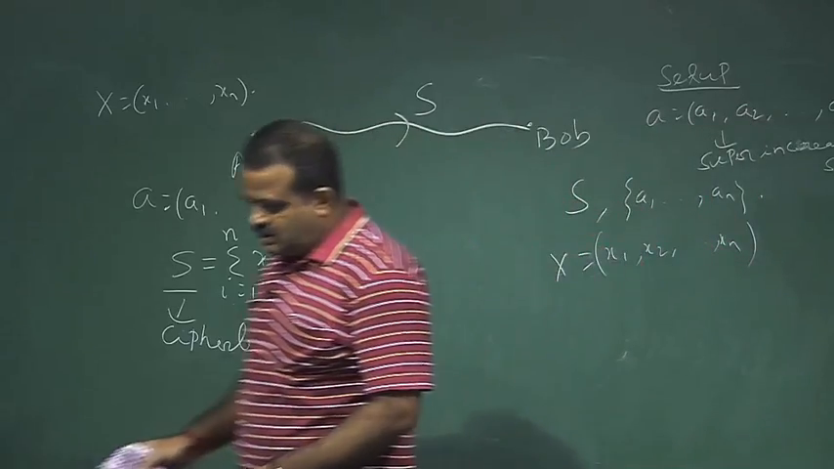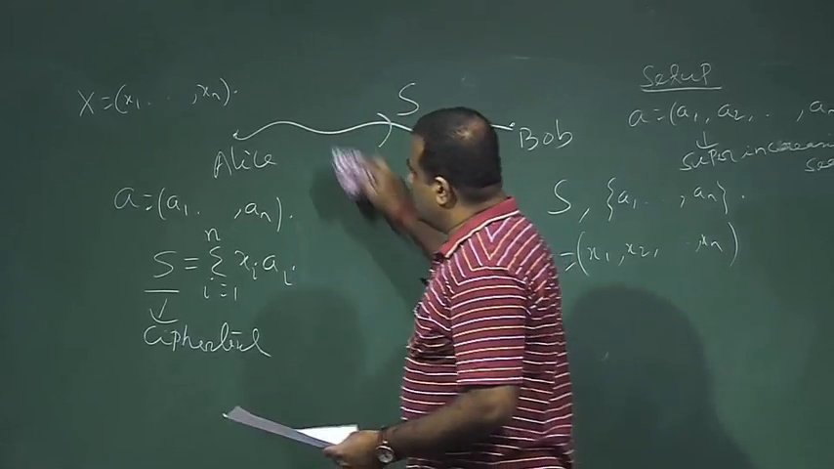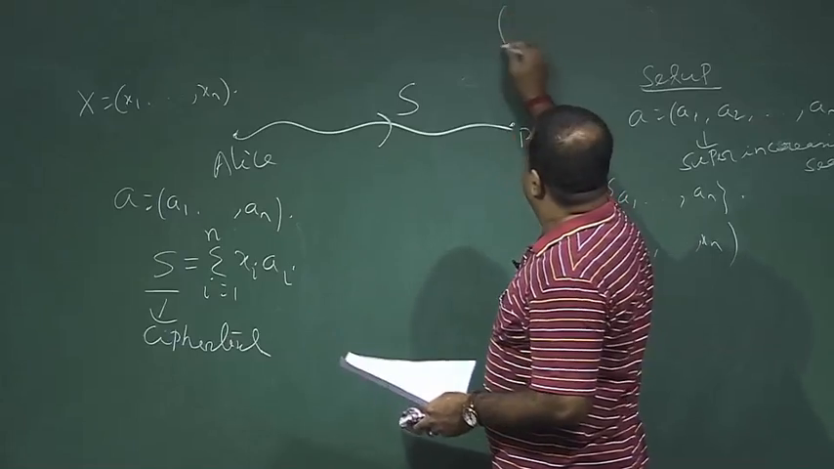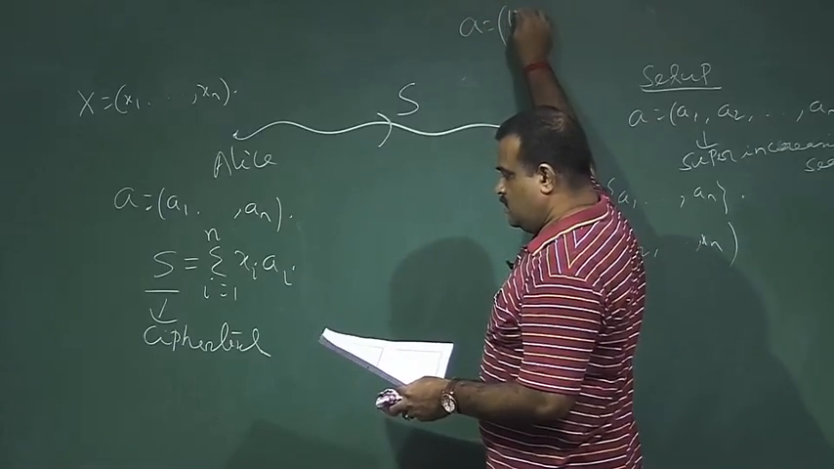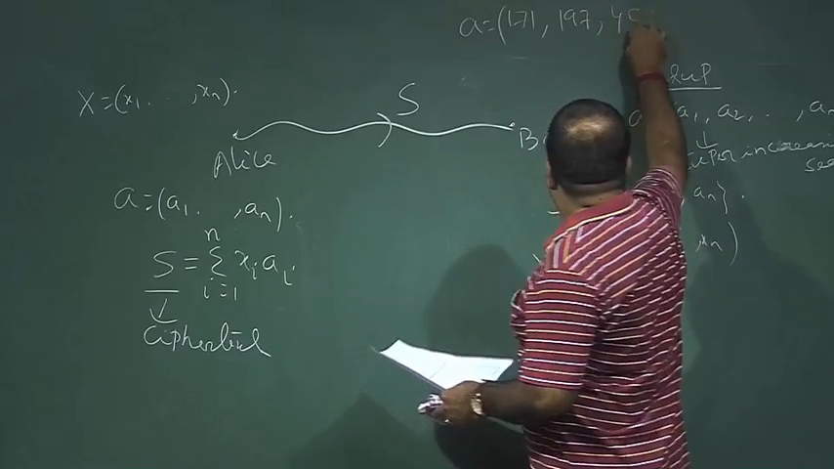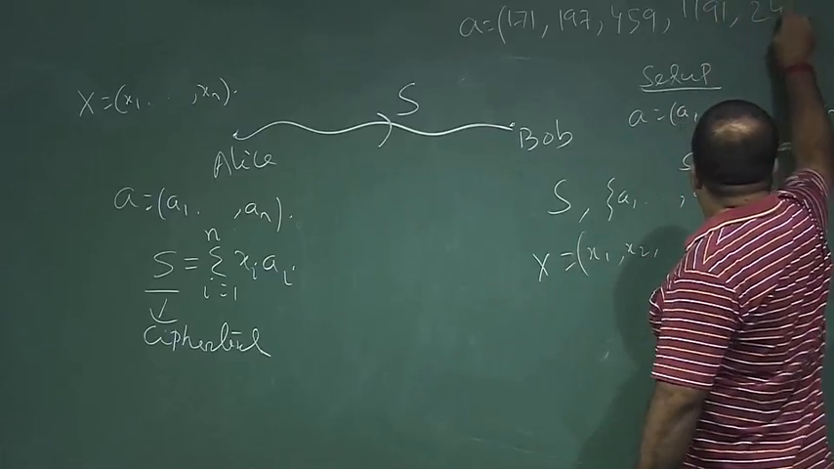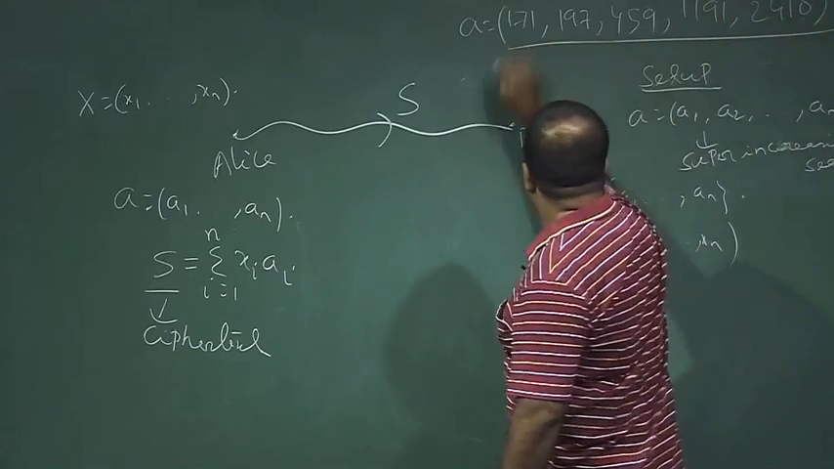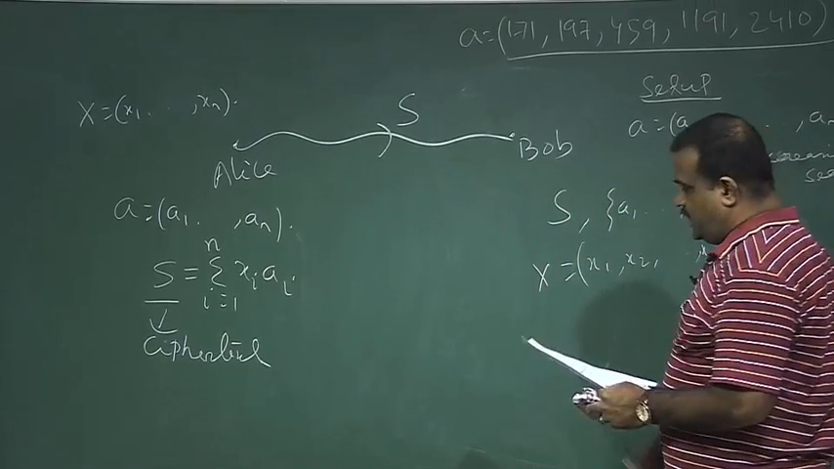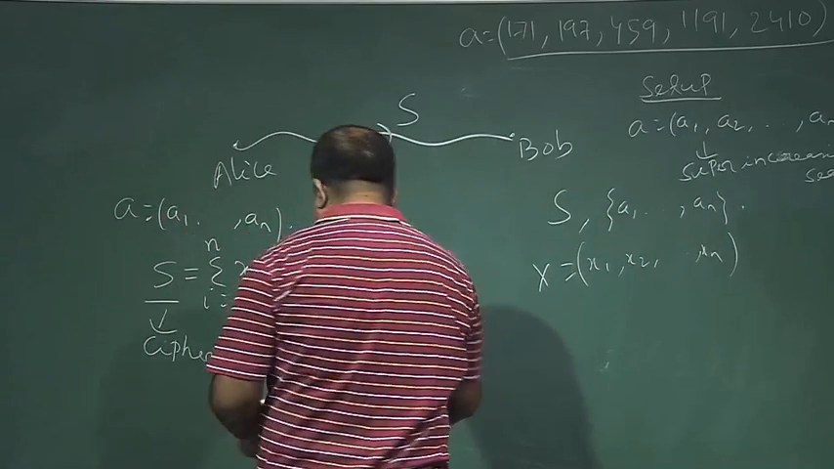We can take an example. Suppose the super increasing sequence is 171, 197, 459, 1191, 2410. Suppose this is the super increasing sequence we are using here. So this is n equal to 5.